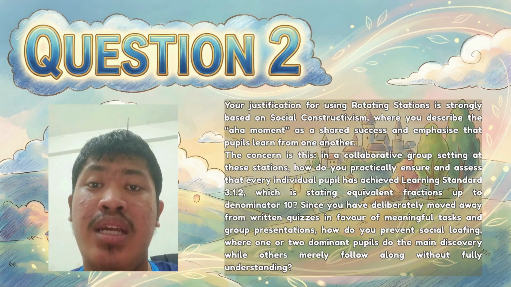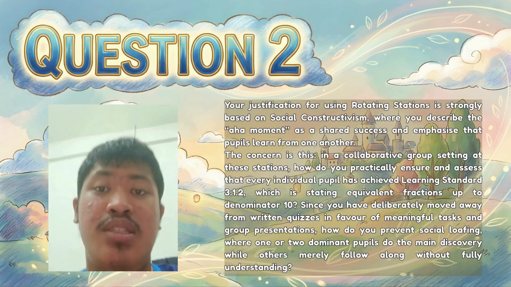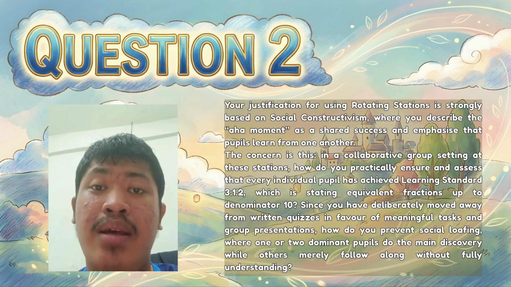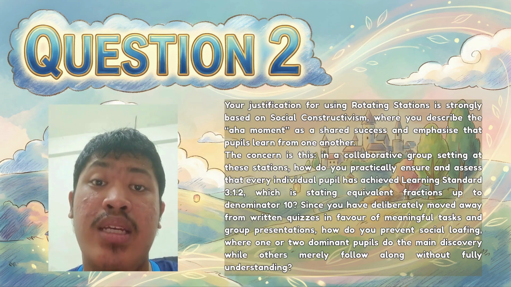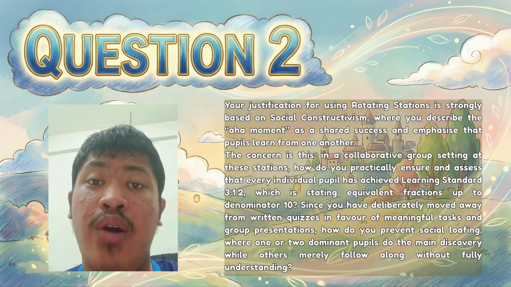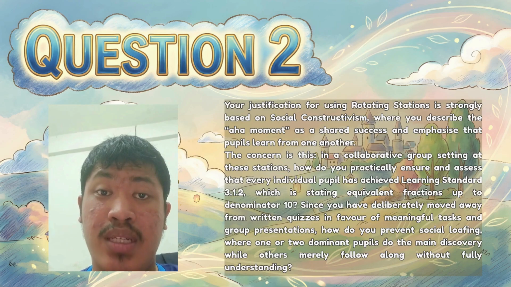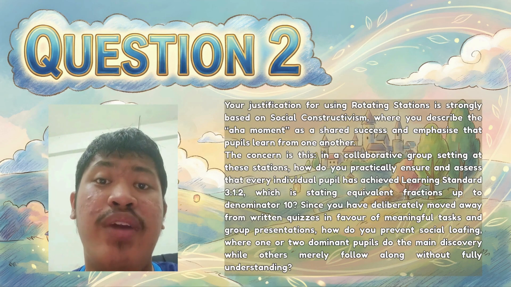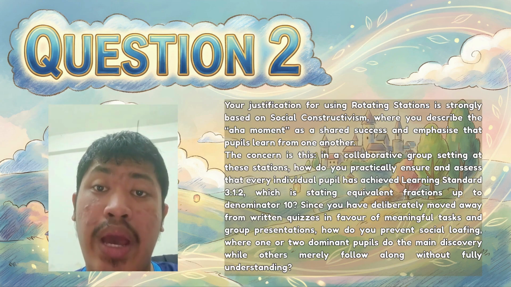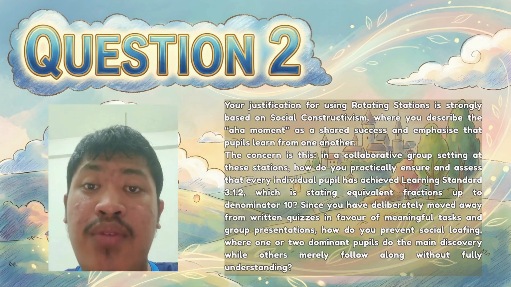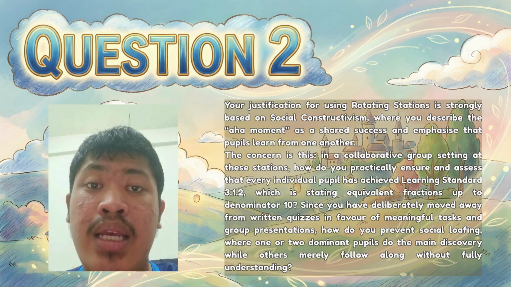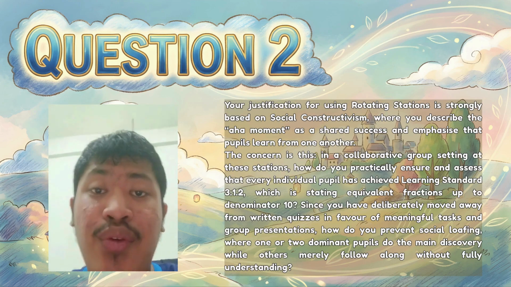learning standard 3.1.2, which is stating equivalent fractions up to denominator 10, since you have deliberately moved away from written quizzes in favor of meaningful tasks and group presentation. How do you prevent social loafing, where one or two dominant pupils do the main discovery while others merely follow along without fully understanding?